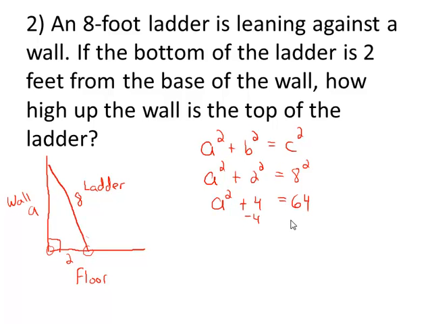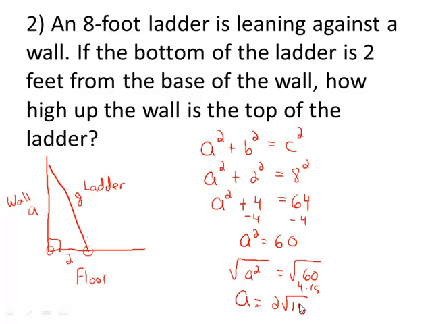Subtract the 4 over. A squared equals 60. And again, we'll solve this by taking the square root of both sides. We only need the positive square root because the height on the wall has to be a positive distance. Square root of 60 I don't know, but I do know that 60 is 4 times 15. And I know the square root of 4 is 2, so this is 2 square root of 15.